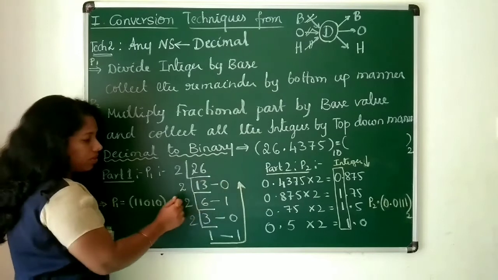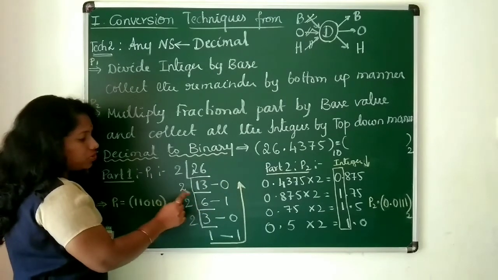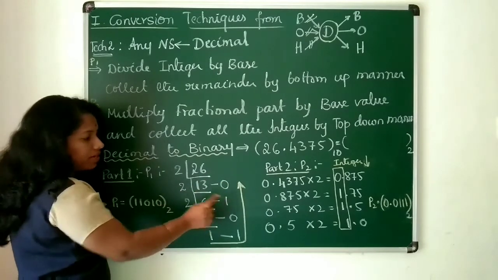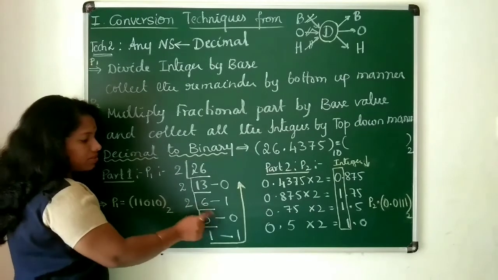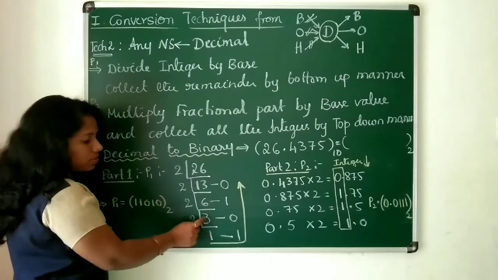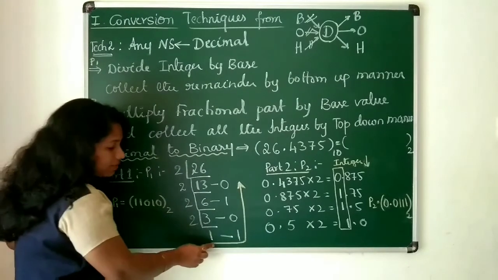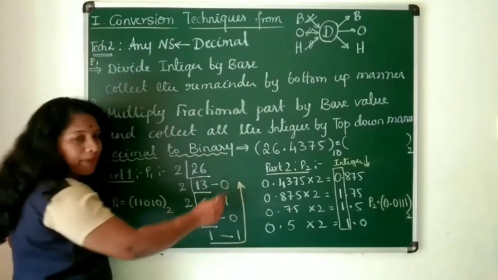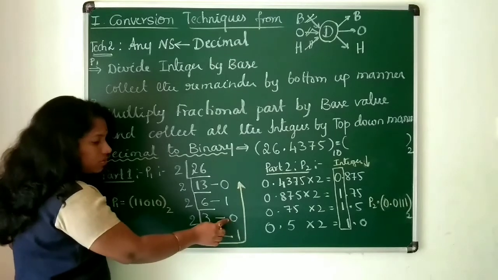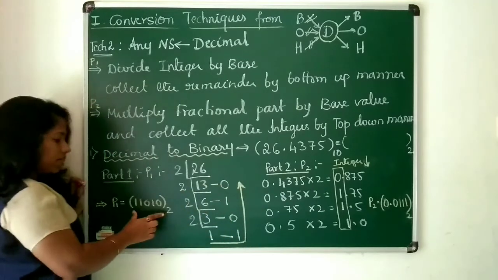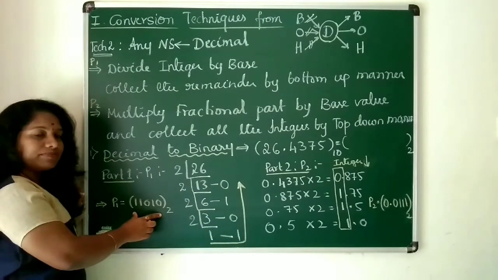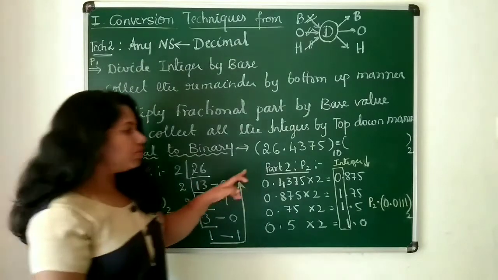Again divide by 2. 2 6s are 12, 1 remainder I have written here. 2 3s are 6, 0 remainder. 2 1s are 2, 1 remainder. Now what you need to do? You need to take the answer from bottom up manner. 1 1 0 1 0, that is the integer equivalent. Next part 2, here I have taken 4375.